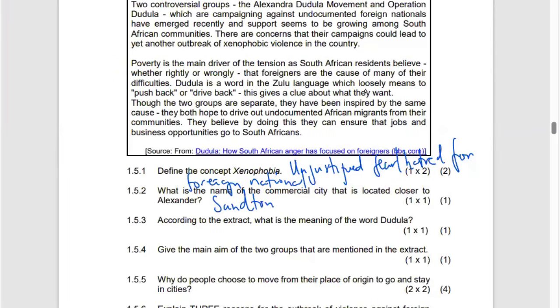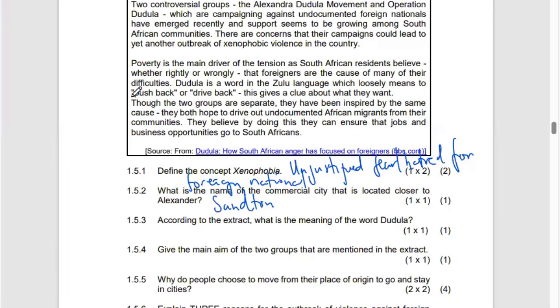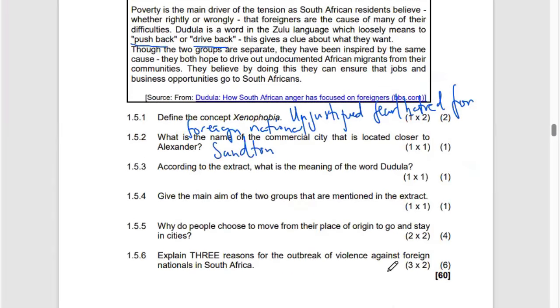According to the extract, what's the meaning of the word dudula? What is the meaning of the word dudula? Right, dudula is a word in the Zulu language which loosely means push back or drive back. That's the meaning. So according to the extract, it's implying that foreigners must push back or must drive back.